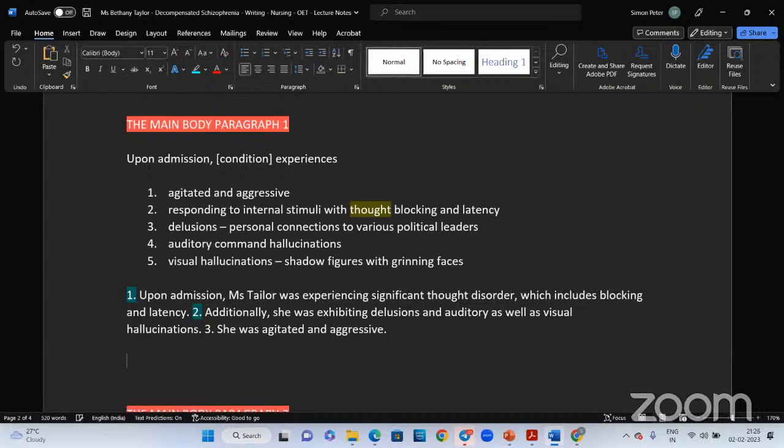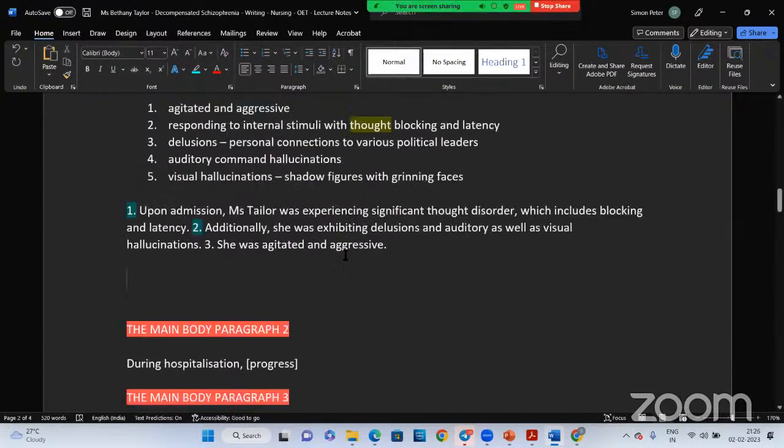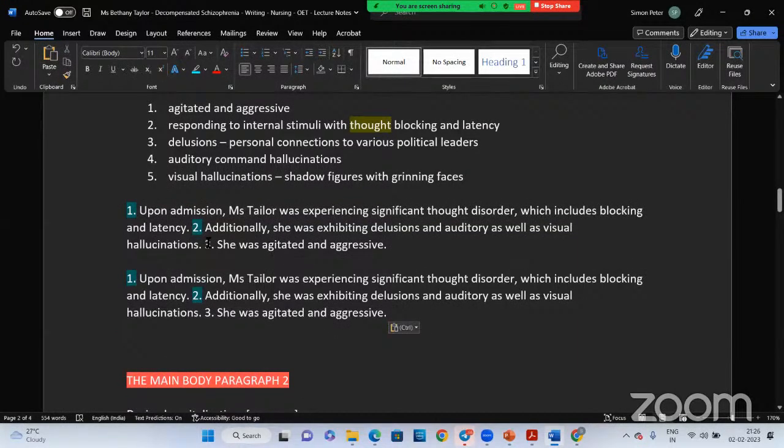Now, how will we improve these three sentences? Okay, now let us see. I'll copy these three sentences here and I'm modifying them. I'm making them super sentences now. I'm modifying these sentences into powerful sentences. Upon admission, we don't need Miss Taylor. This is correct only. I told you this is correct.